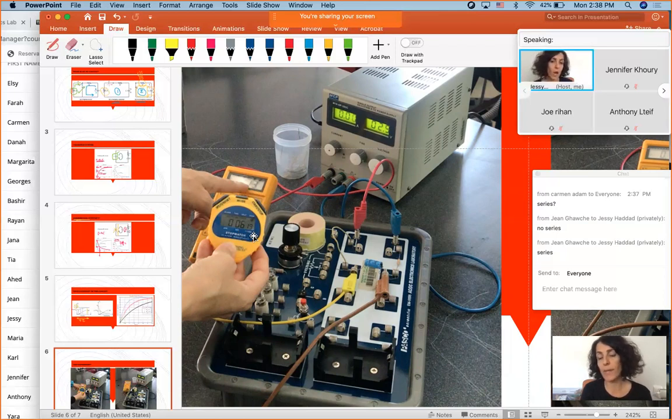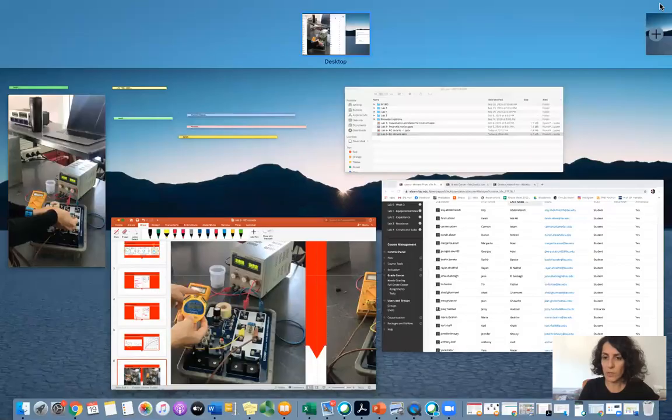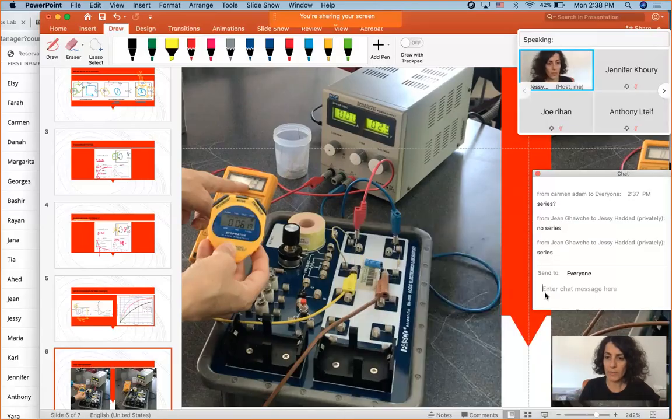I'm timing how much it needs from 0 to 63%. What is 63% of 2.9? 2.9 times 0.63 is 1.82. Let me say 1.83 volts. So I'm going to time and see how long it takes from 0 to 1.83 volts using a simple stopwatch.